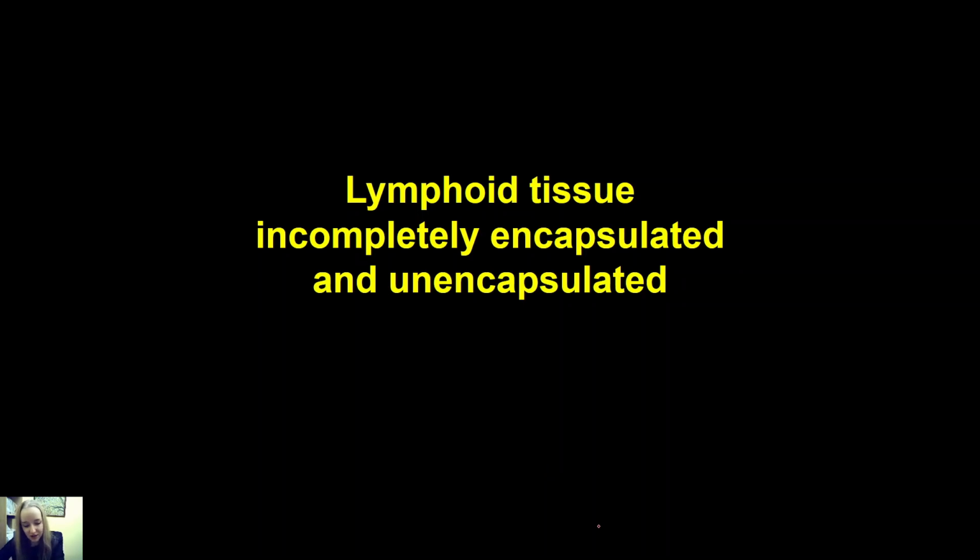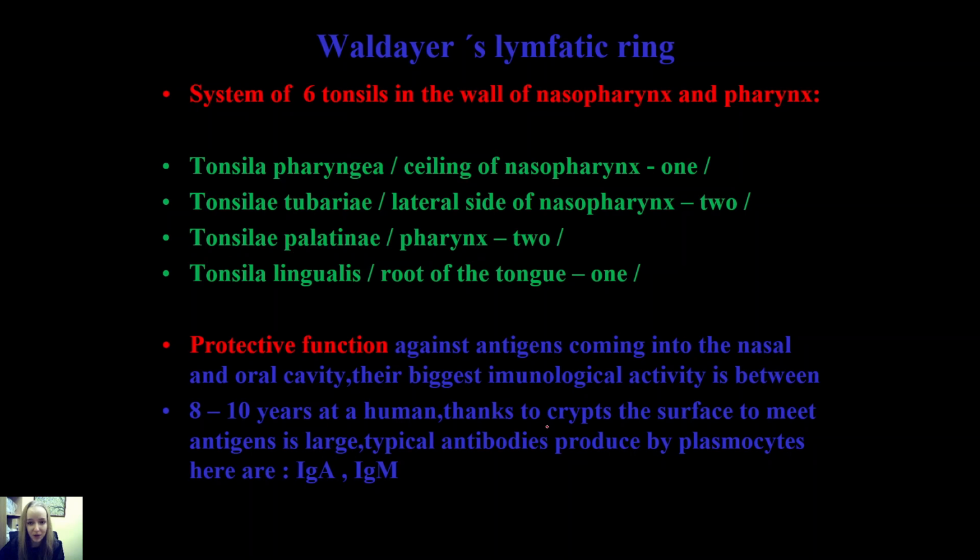So now let's have a look at the last part of my lecture. That is the lymphoid tissue that is not completely encapsulated, the so-called partially encapsulated lymphoid tissue, and unencapsulated one. You probably know what Waldeyer's lymphatic ring means. This is a system of 6 tonsils together. Actually, in our department we have pharyngeal. No, we don't have pharyngeal. We have palatine tonsil and lingual tonsil right now. But you should know how many tonsils we have.